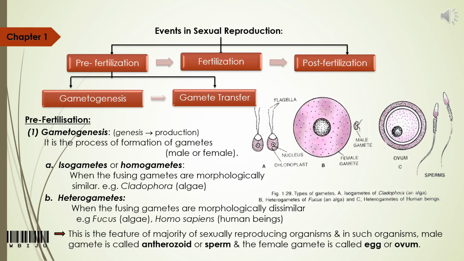Example: gamete produced by fucus, a type of algae, and gamete produced by human being. And in case of human being, we already know that the male gamete is smaller and motile, whereas female gametes are larger and non-motile.